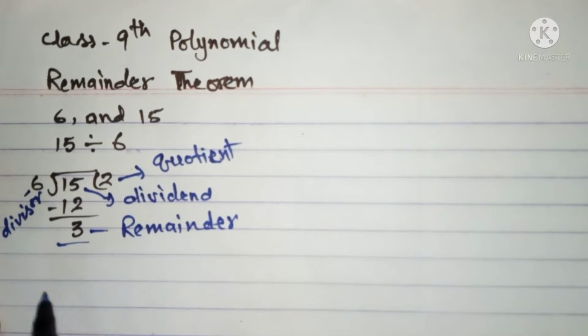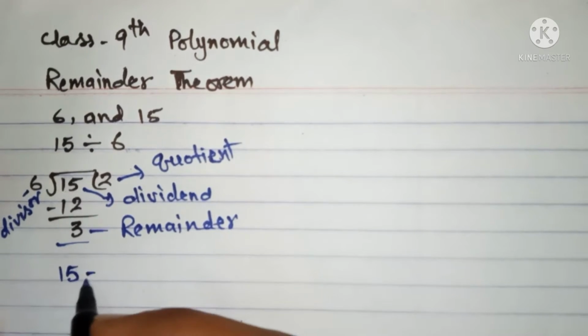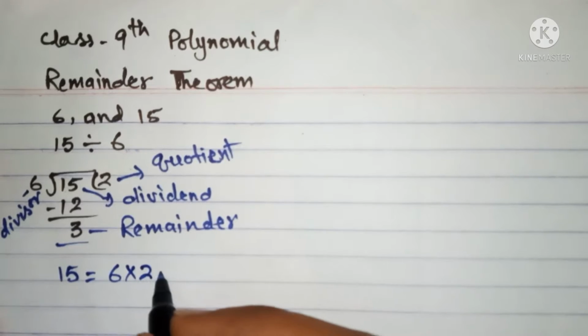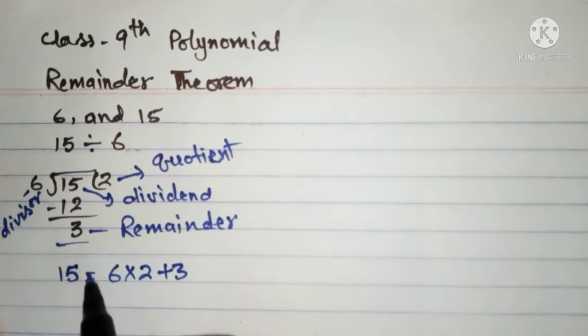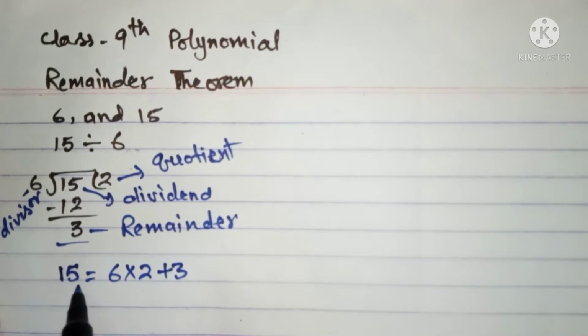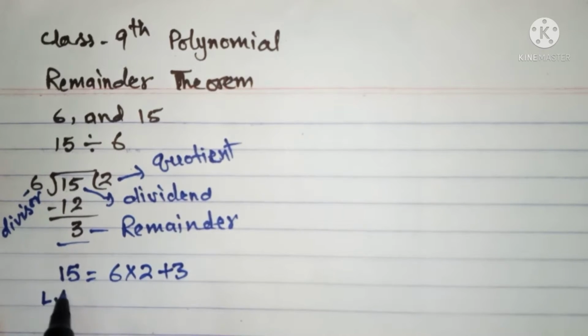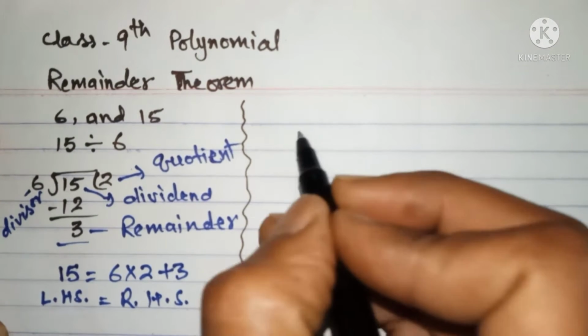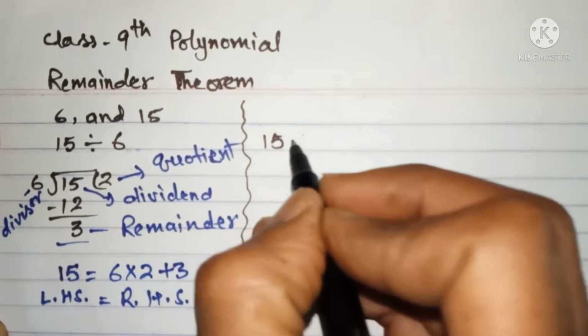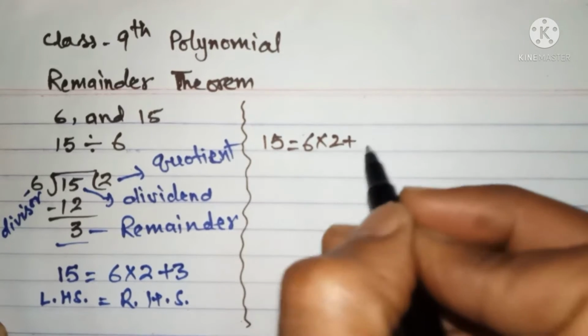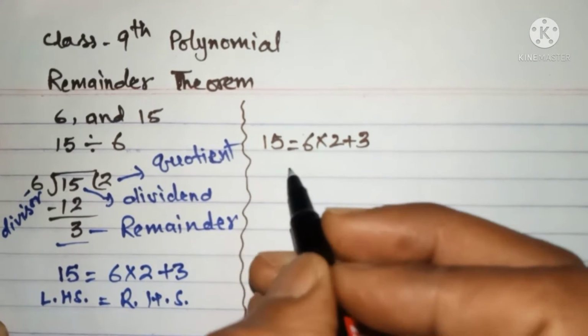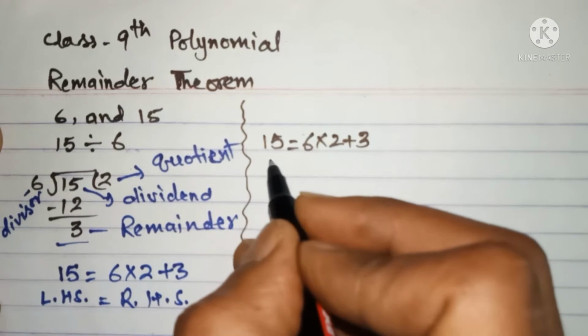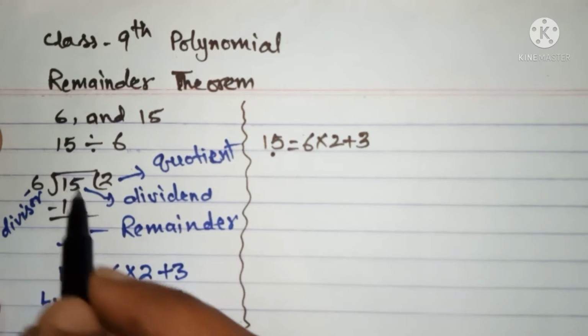We can write it as 15 is equal to 6 into 2 plus 3. Let us check it. 6 twos are 12 plus 3 is 15. The LHS is equal to RHS. I am going to write it again. 15 is equal to 6 into 2 plus 3, which means 15 is the dividend.